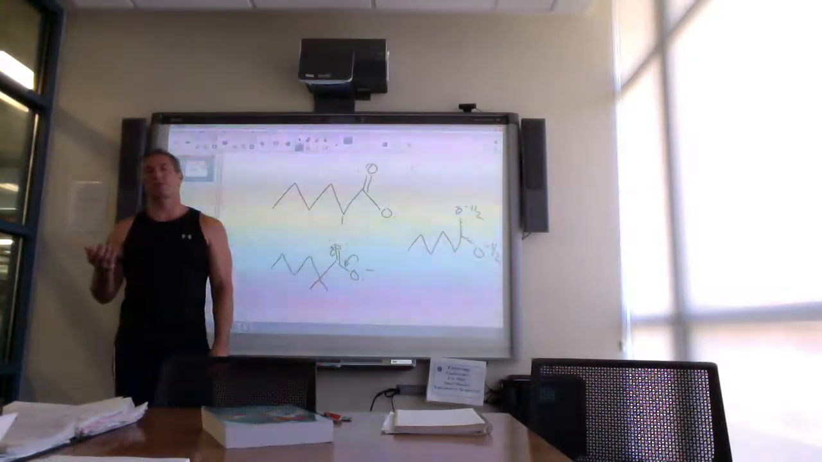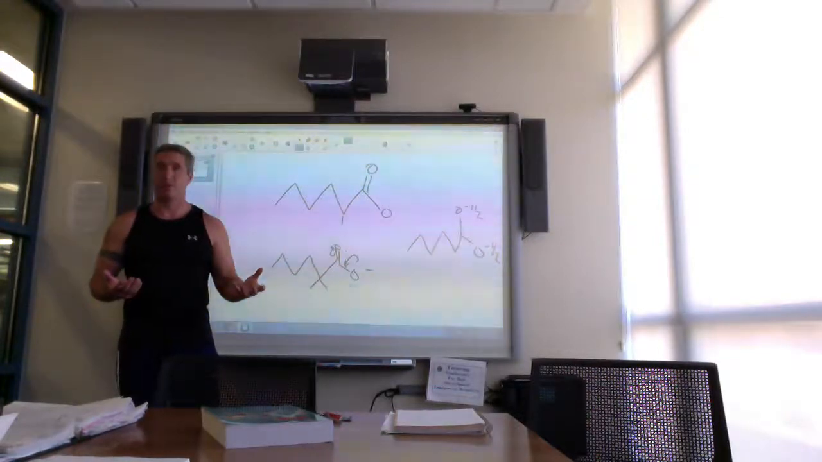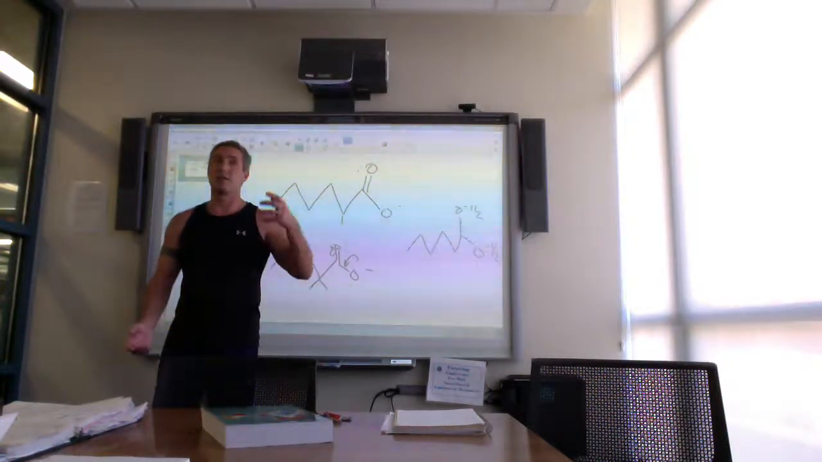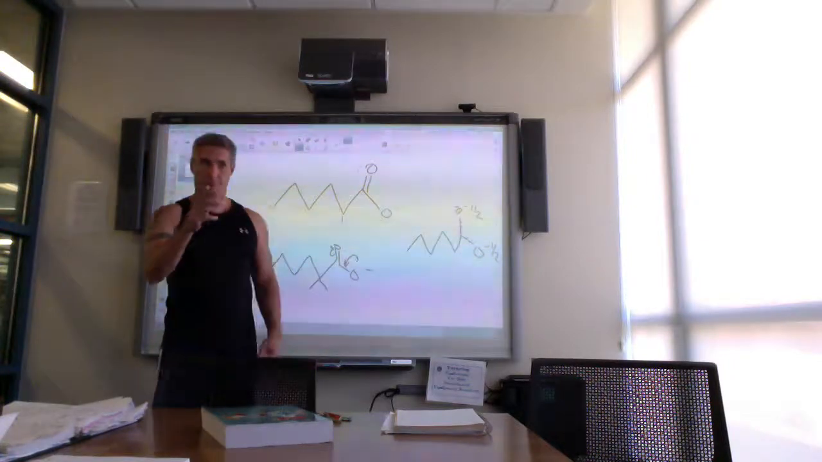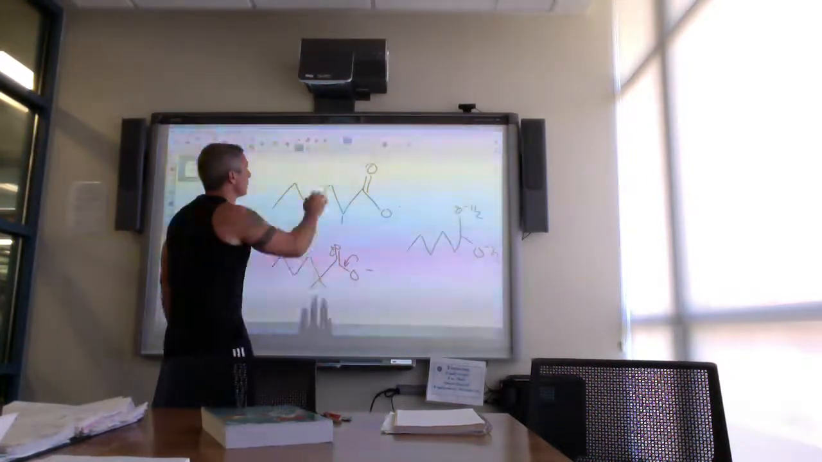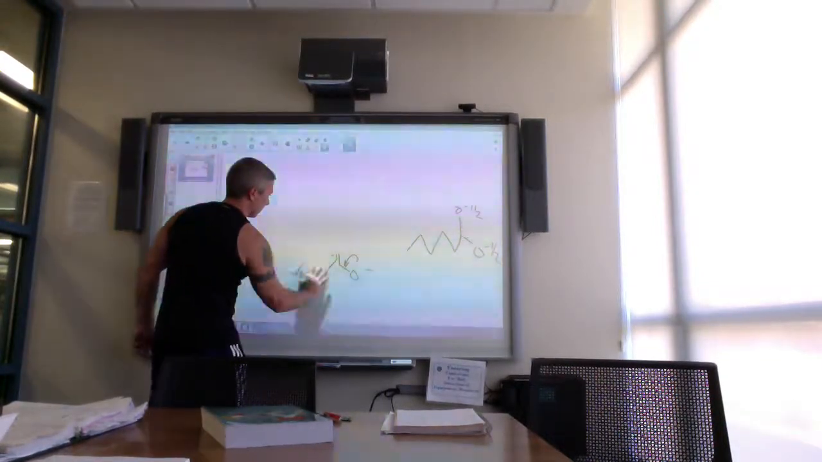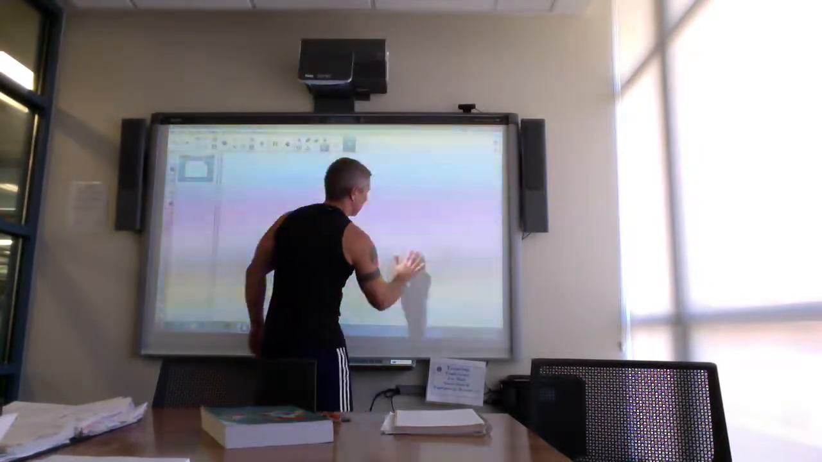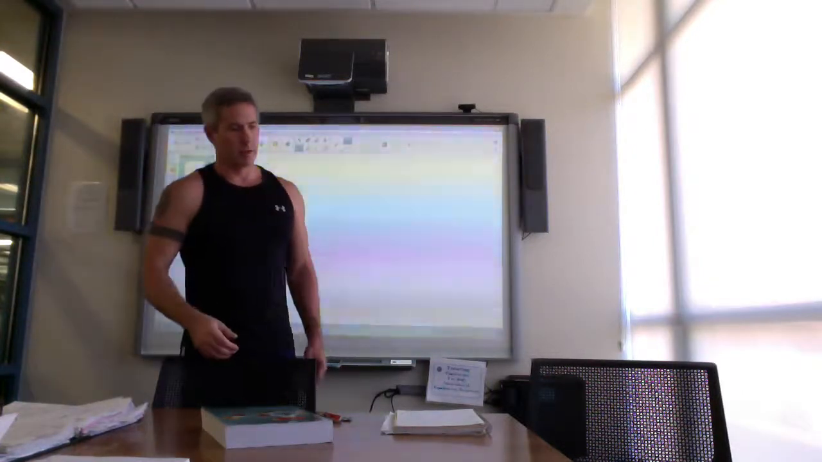Again, all you're really doing is comparing the relative strength of the conjugate base. If it's a very weak conjugate base, it's a stronger acid to begin with. If it's a stronger conjugate base, it's a weaker acid to begin with. Yes? Stronger acid, and again, it's a more stable conjugate base.